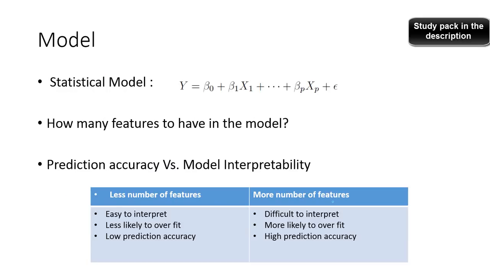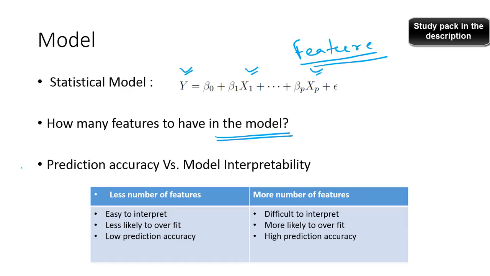Okay, so let's get started. What is a basic statistical model? Well, a basic statistical model has a target variable y and a set of predictors or features. There are different names. Some call them independent variables, some call them features or predictors. You can use any one of these names. So how many features should you have in the model? That's often an important question in any statistical model.